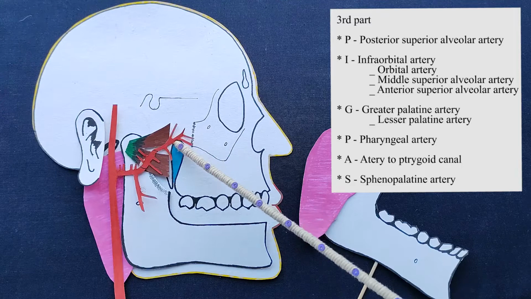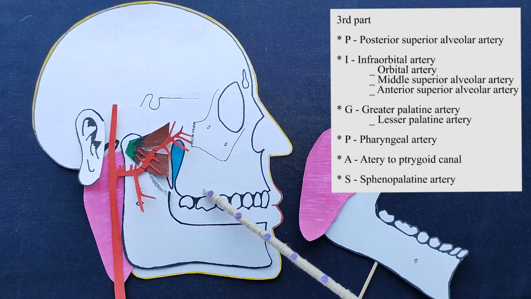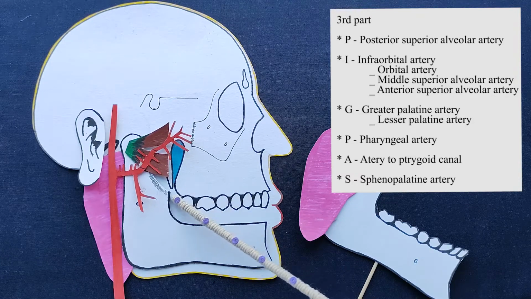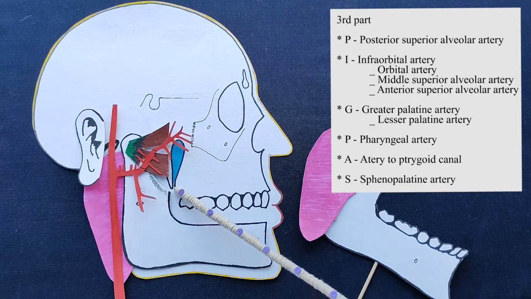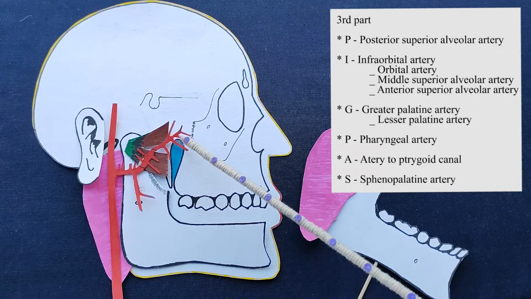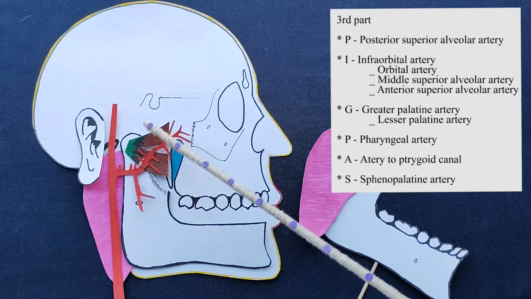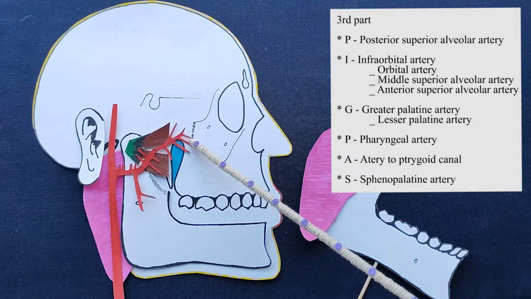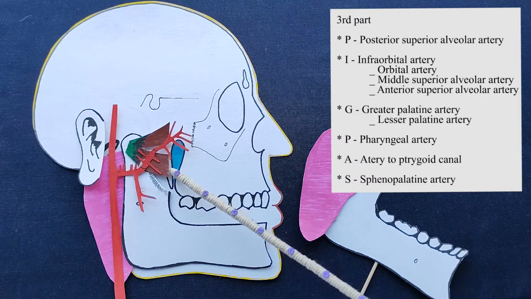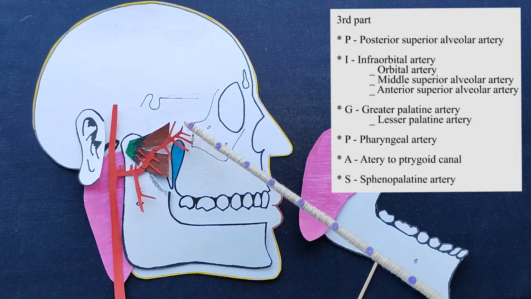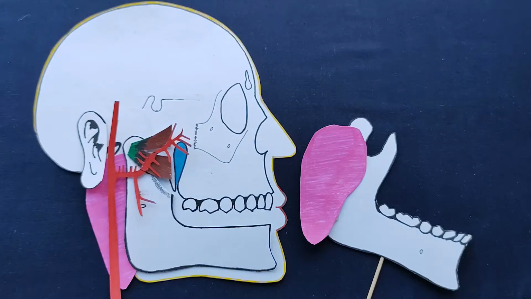G is for greater palatine artery, which exits greater palatine foramen and supplies hard palate. It also gives branch called lesser palatine artery, which exits lesser palatine foramen and supplies soft palate and tonsils. The other P is for pharyngeal branch, which supplies nasopharynx, auditory tube, sphenoidal air sinus. A is for artery to pterygoid canal, which supplies pharynx, auditory tube and tympanic cavity. The last S is for sphenopalatine artery, which supplies nasal septum. So that's it with maxillary artery.